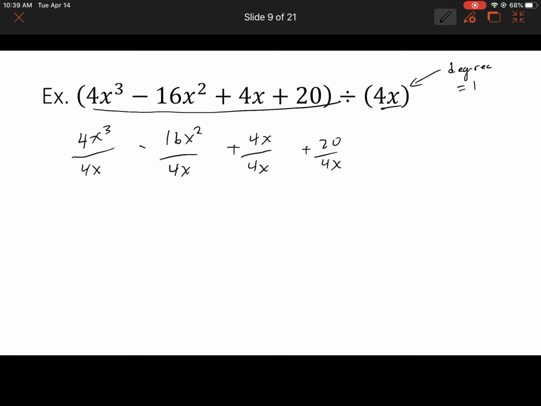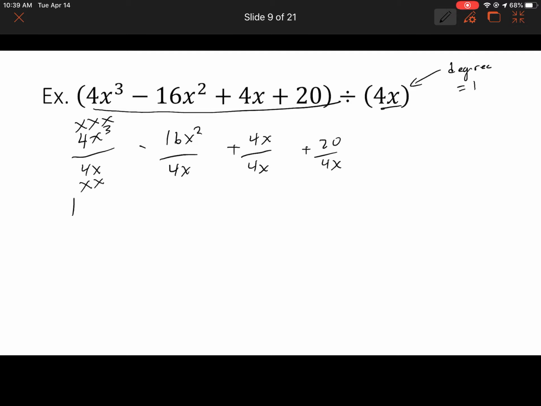So 4x to the power of 3 divided by 4x. Negative 16x squared divided by 4x plus 4x divided by 4x plus 20 divided by 4x. We're going to do the same thing I did before. We're going to divide the values first for each one. 4 divided by 4 equals 1. x cubed divided by x, well, there's 3 x's on top.